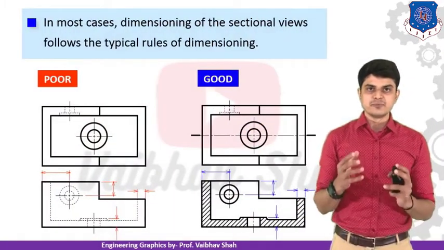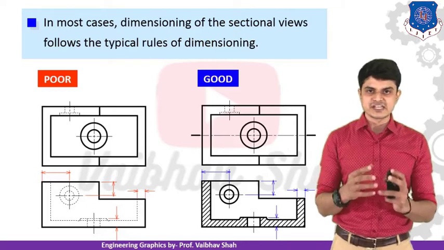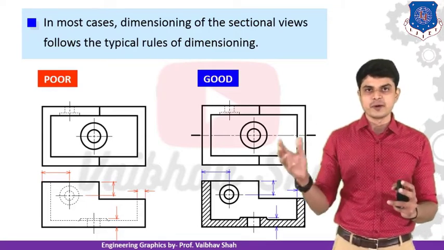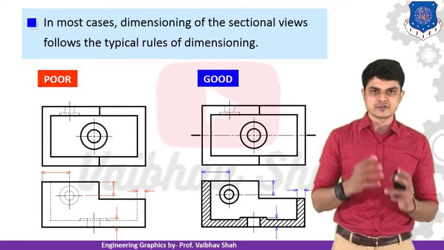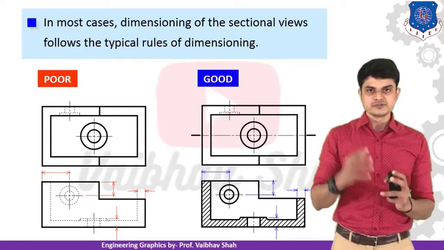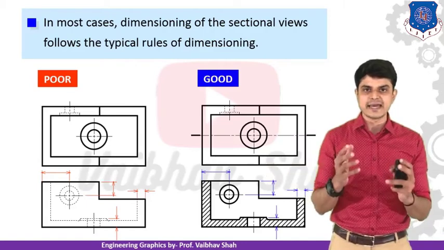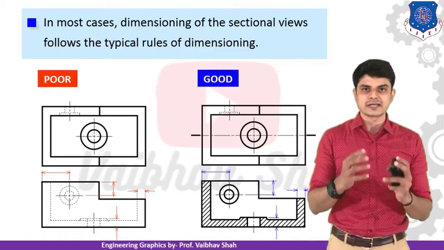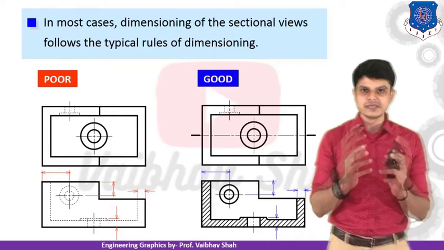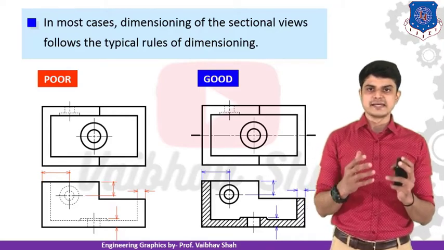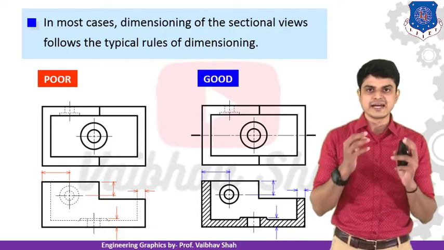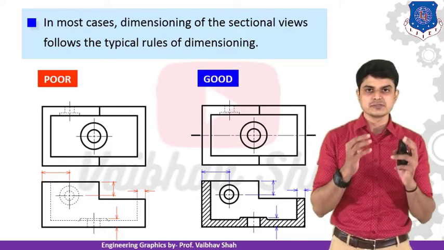So now, in most dimensioning cases, the sectional view also follows the normal rules of dimension. First is a poor dimension and second is a good dimension. Let us see the difference between these two. In the first view you can see that we are giving the dimension to the dotted line. Always remember the clarity of an object in dotted line is not so clear, because we can't understand which portion is showing which element. So always remember we can't give dimension to the dotted line.